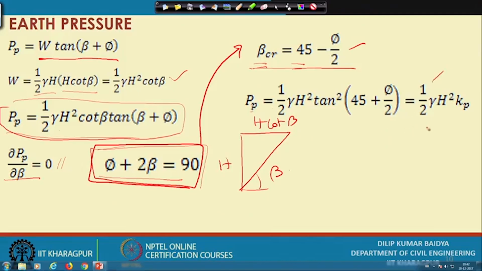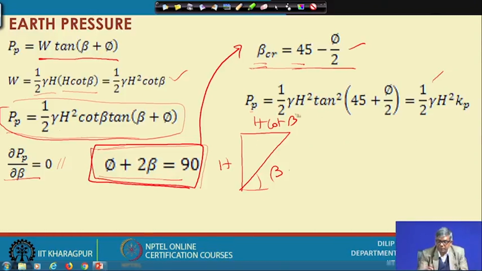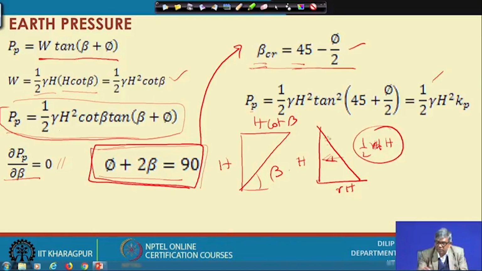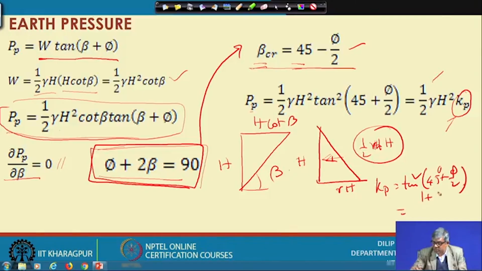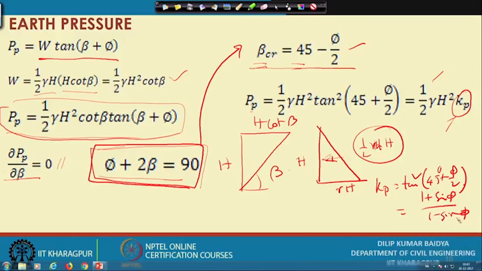we will get PP equal to this, and you can see that PP equals half gamma. Similarly, if I draw the pressure diagram, this is H, and this is gamma H. So half gamma H into H, if I do not do anything, is the thrust, but this is multiplied with a factor called Kp. This Kp is tan square 45 degrees plus phi by 2, or it is 1 plus sin phi by 1 minus sin phi. If you know the phi value, then we can find out Kp, and after knowing Kp and this half gamma H square, you can find out the passive thrust.